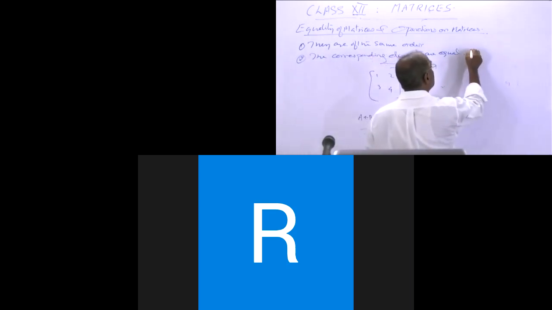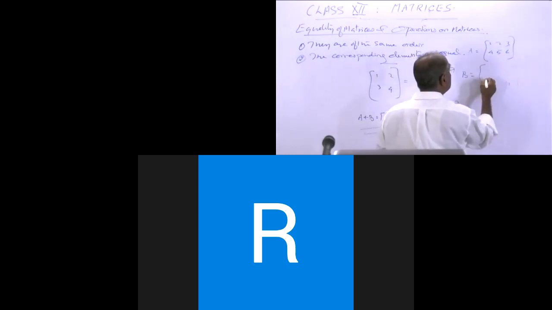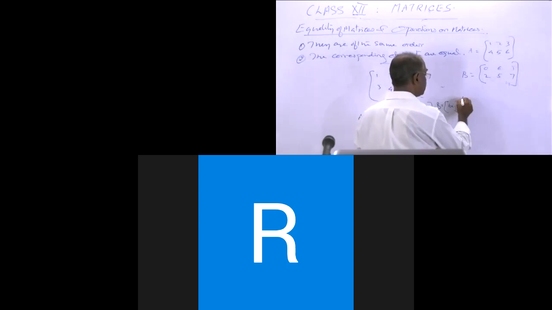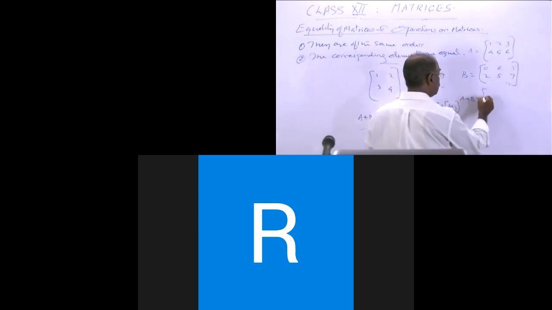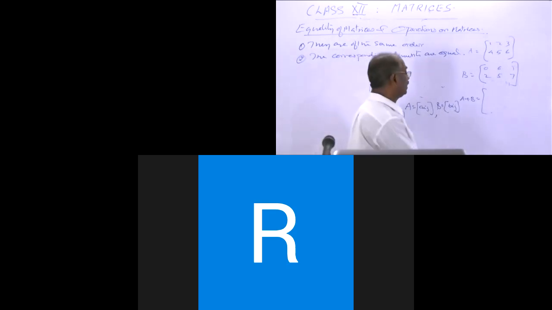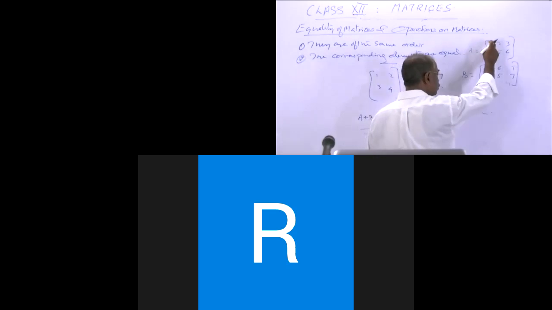Say A is equal to the matrix 1, 2, 3, 4, 5, 6, and B is equal to 0, 6, 1, 2, 5, 7. Then A plus B is obtained by adding the corresponding elements. So the first row, first column element of A plus B is obtained by adding these two, 1 plus 0.